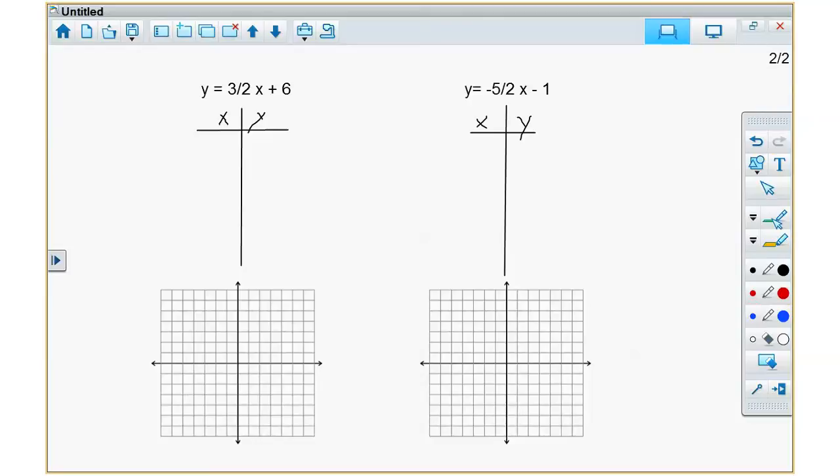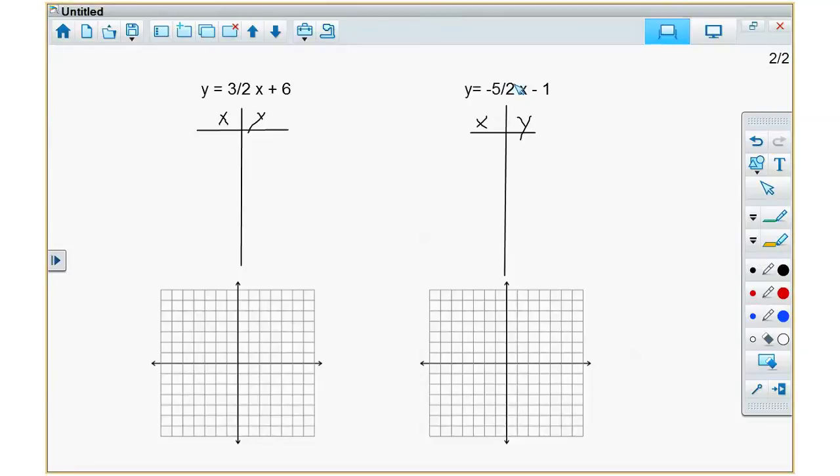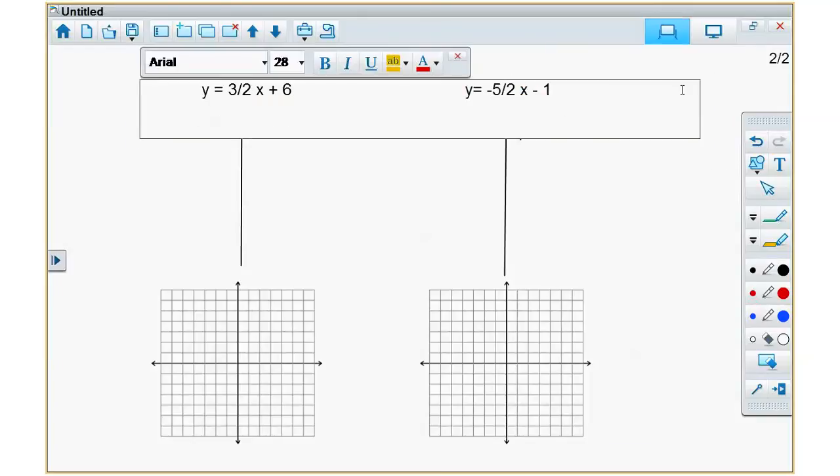Have y'all done the second one yet? Okay, I'm going to change it because that's the same problem. I'm going to change it to 1 over 4.